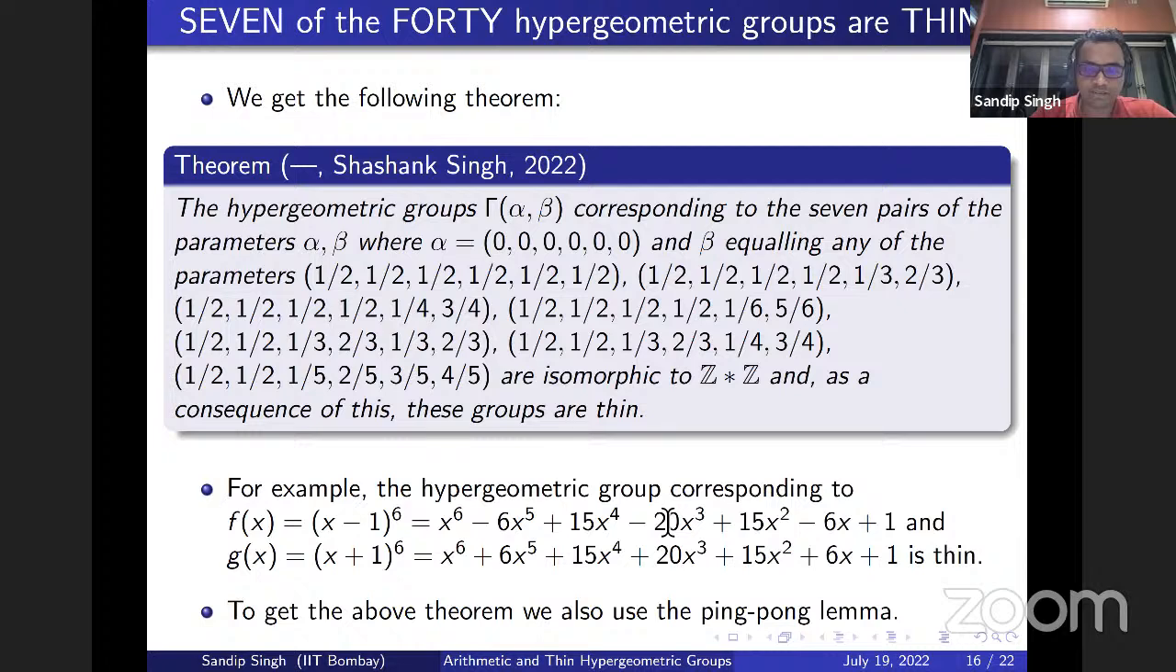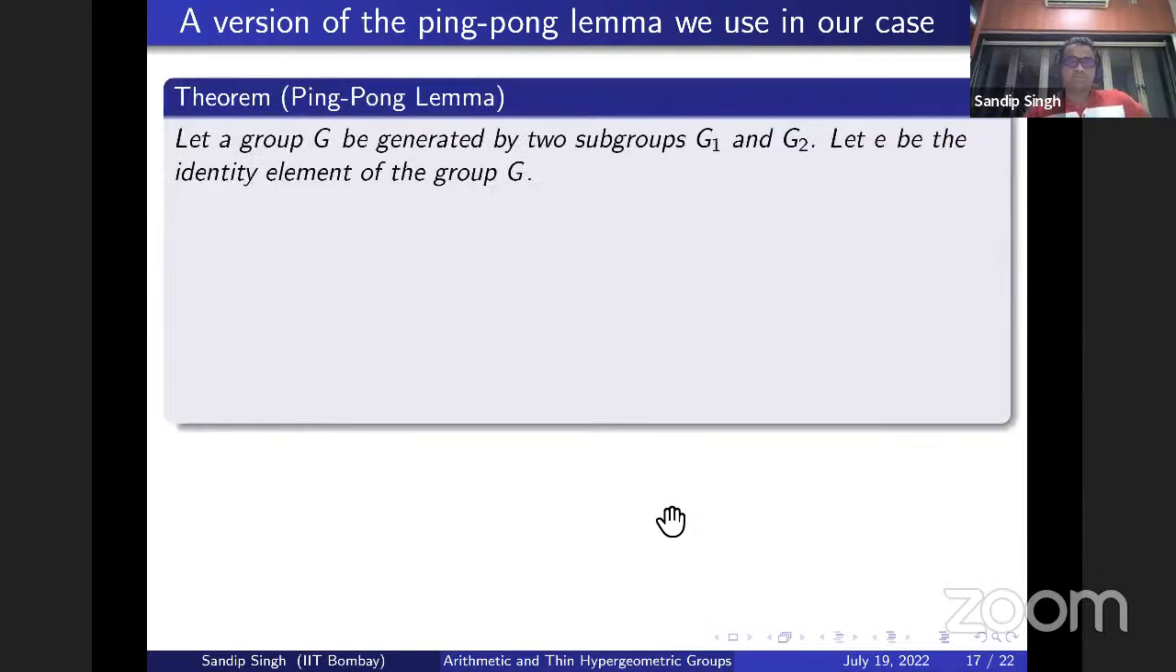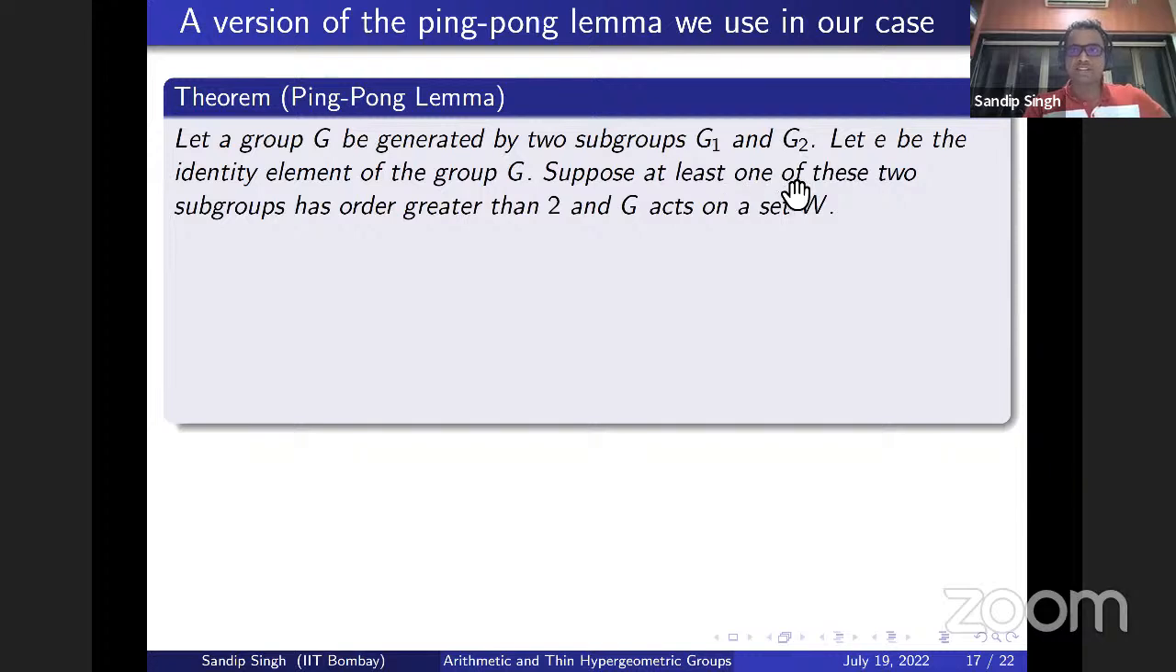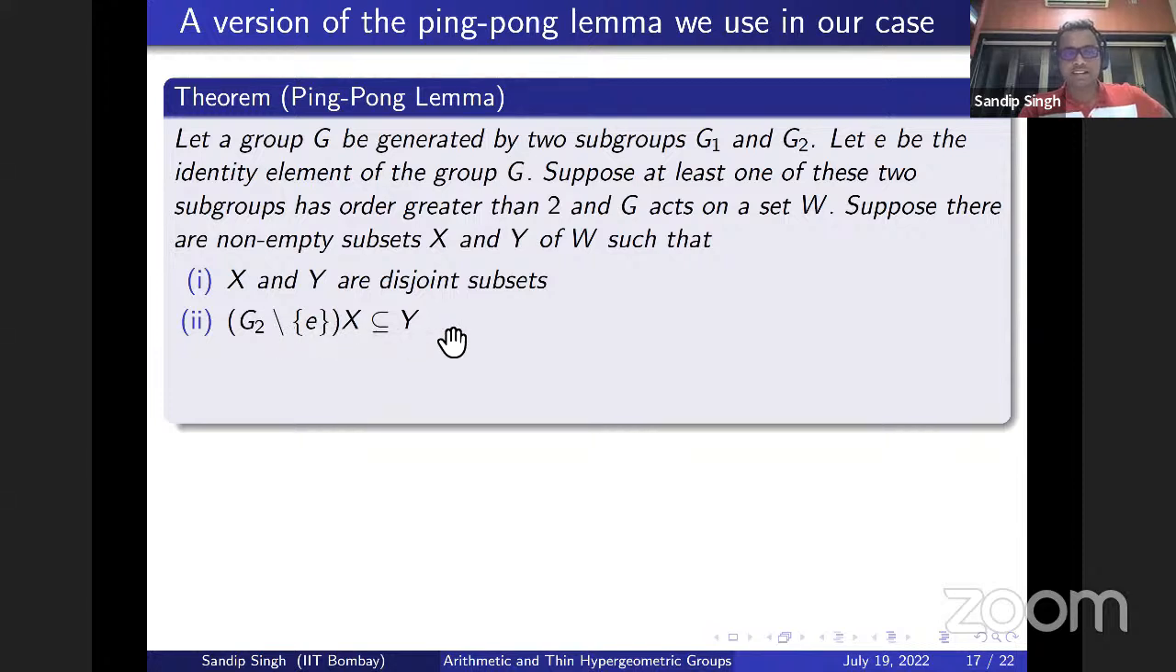To get the above theorem, we also use the ping pong lemma. Here is a version of the ping pong lemma that we use in our case. Let G be a group generated by 2 subgroups G1 and G2, and let E be the identity element of the group G. Suppose at least one of these 2 subgroups has order greater than 2 and G acts on a set W. Suppose there are non-empty disjoint subsets X and Y of W such that G2 minus identity sends X into Y, and G1 minus identity element sends Y into X. Then G is the free product of G1 and G2.